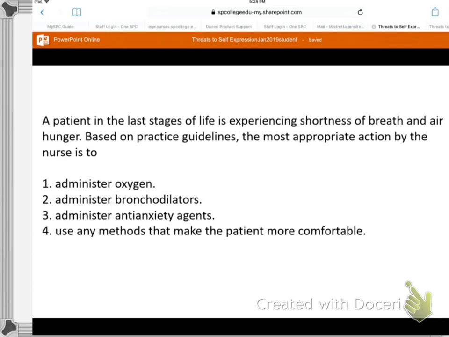Patients in the last stages of life are experiencing shortness of breath and air hunger. What is the most appropriate action by the nurse? We want to do whatever we can to make them comfortable. We want to give them the bronchodilators, we want to give them oxygen, and we want to give them some anti-anxiety meds.